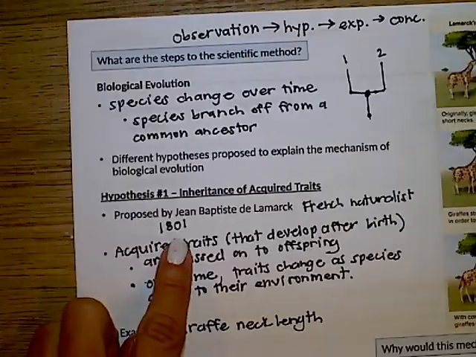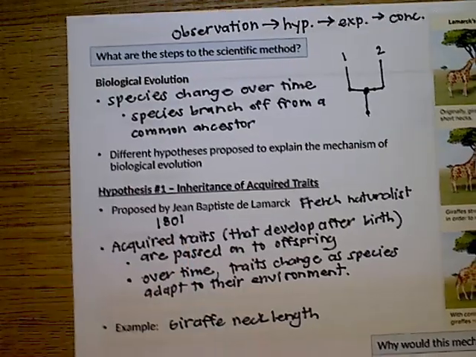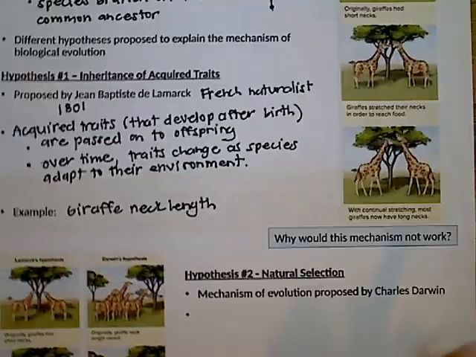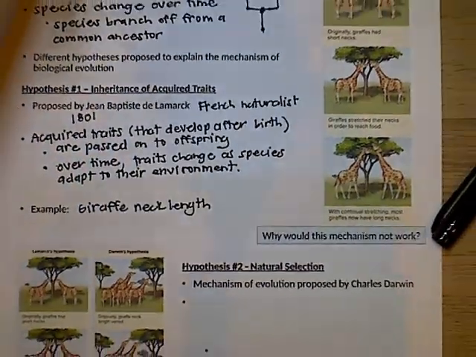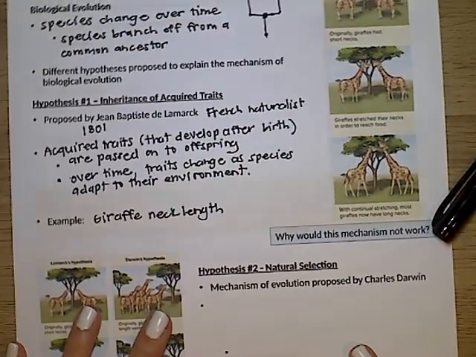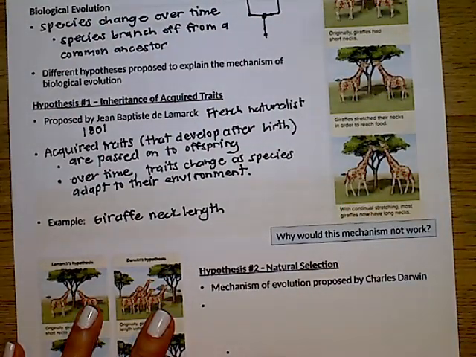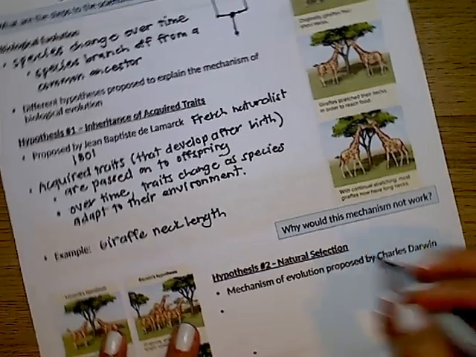But keep in mind, this was 1801. So at the time, it probably made sense. But why would this mechanism not work? It's because acquired traits do not change the DNA in your germ cells.